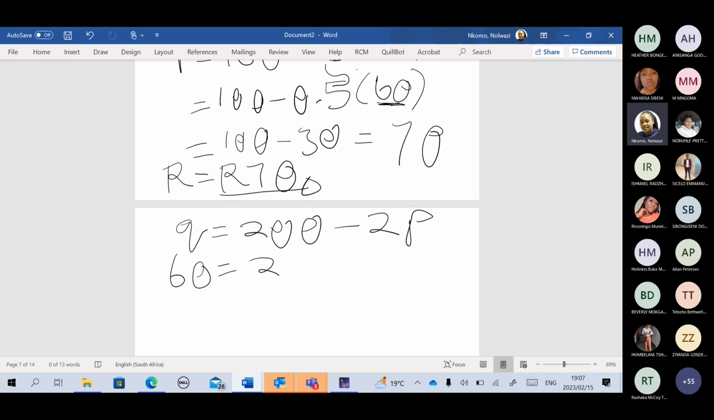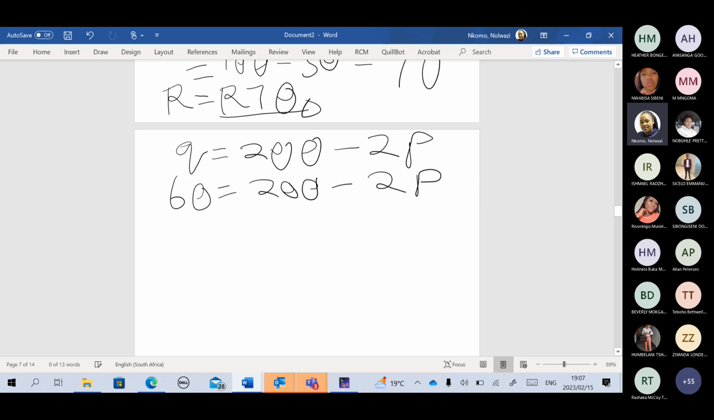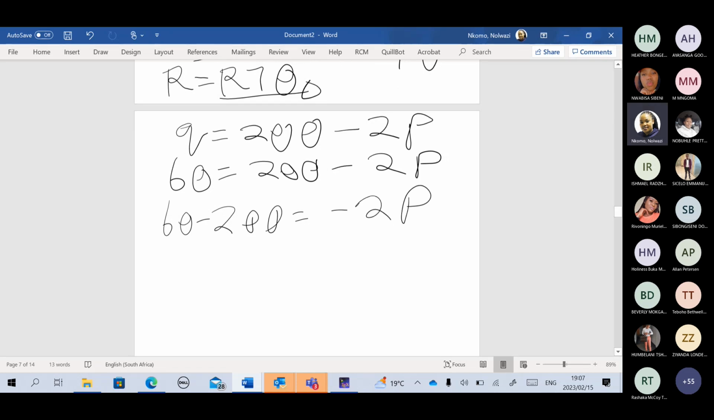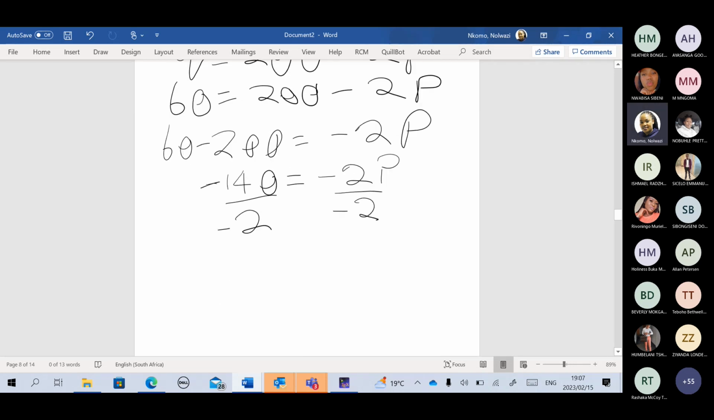If we do that, we'll have 60 equals 200 minus 2P. Let me transpose 200 to this side. I will have 60 minus 200 equals minus 2P, right? And 60 minus 200 is minus 140, equals minus 2P. But I don't want minus 2P, I want P. So I divide by minus 2 on both sides to get 70.